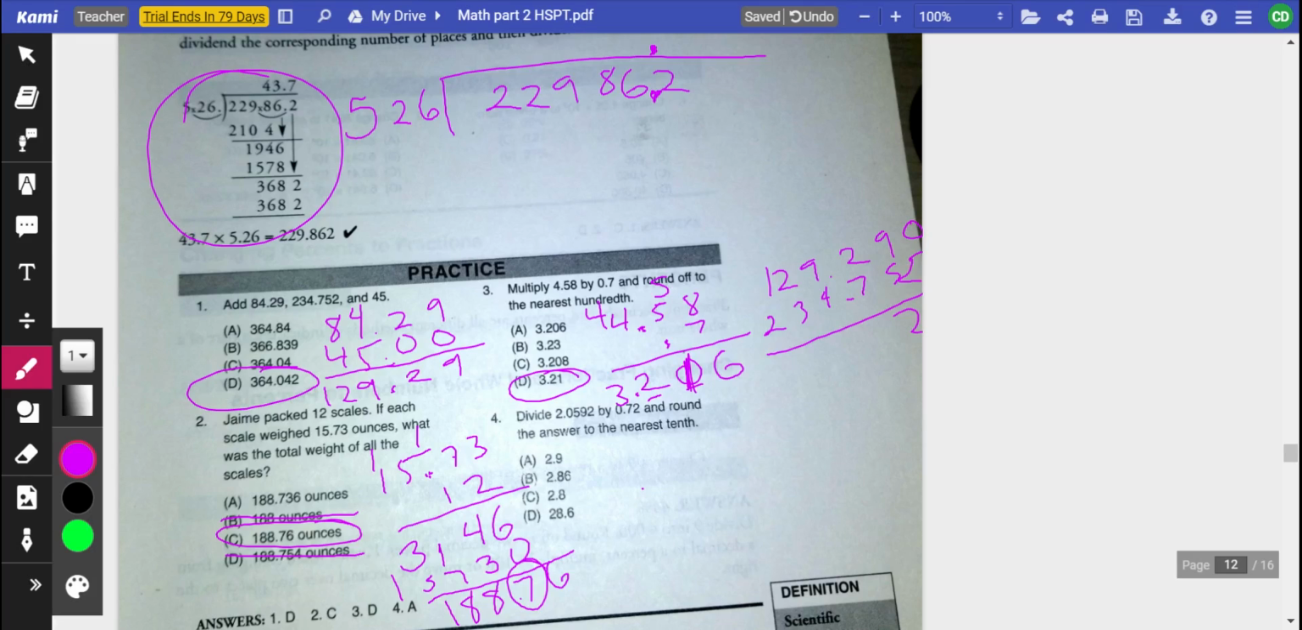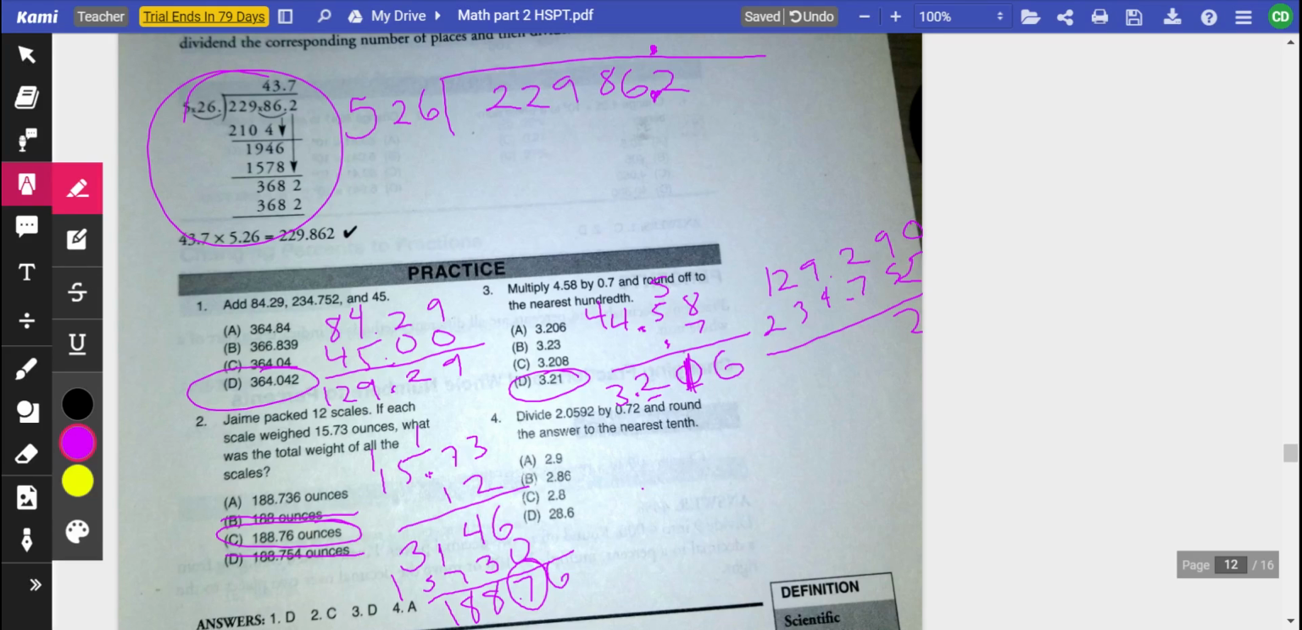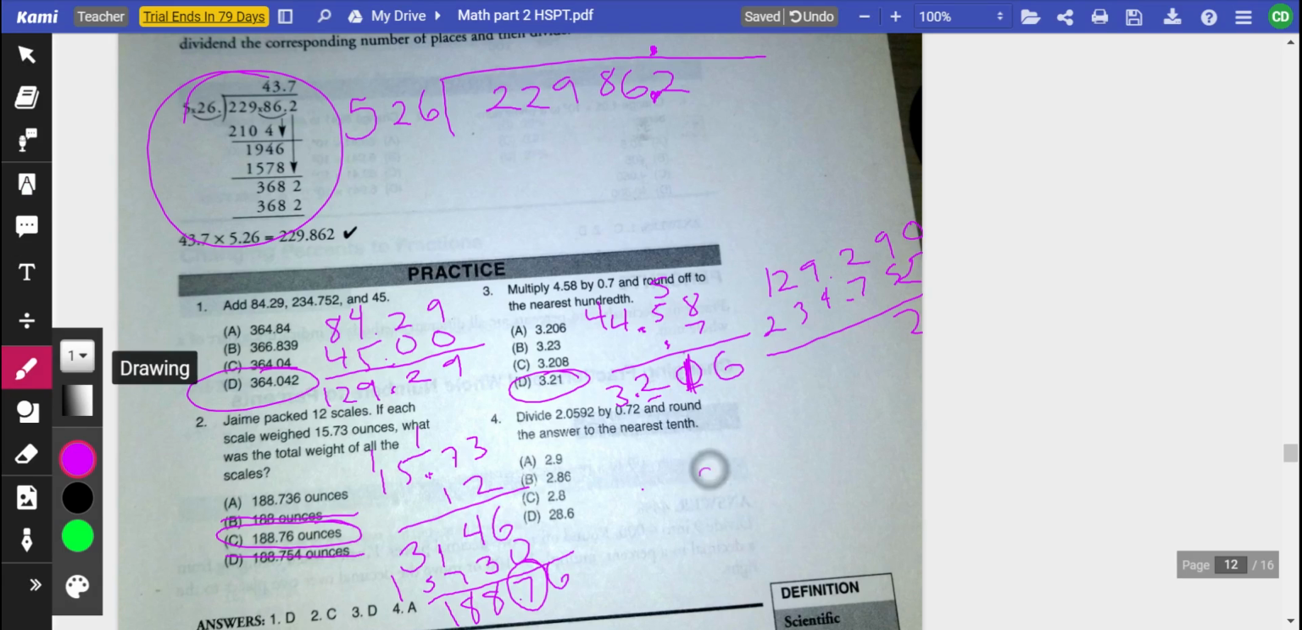So for number 4, we are dividing 2. Whoops. Let me get rid of this. We're going to divide 2. Whoops. Let me use my pen. We're going to divide 2.0592, and we are going to divide this by 0.72. I'm going to move my decimal point 2 places. I'm going to move it 2 places here, so I end up with my decimal point here. I'm going to do a little bit of division.